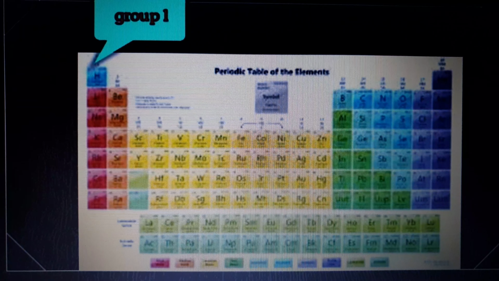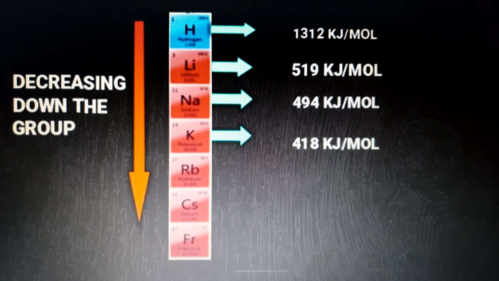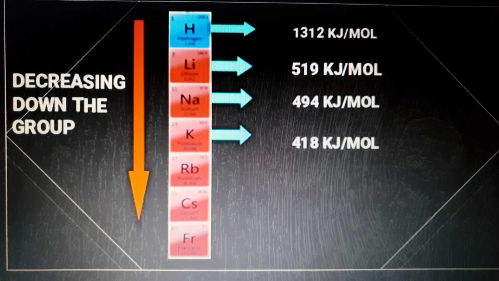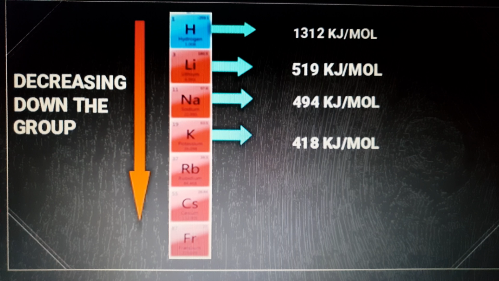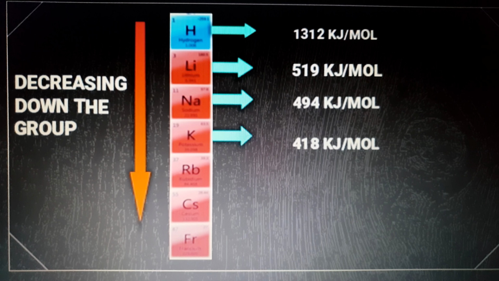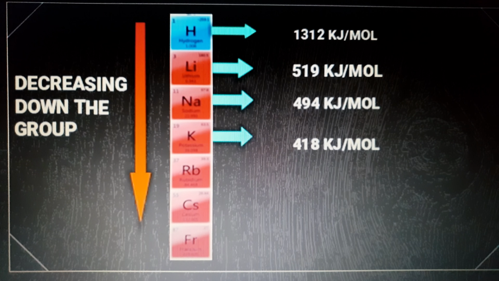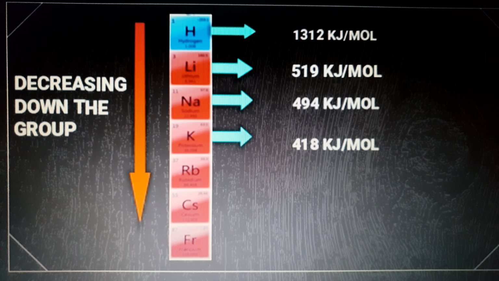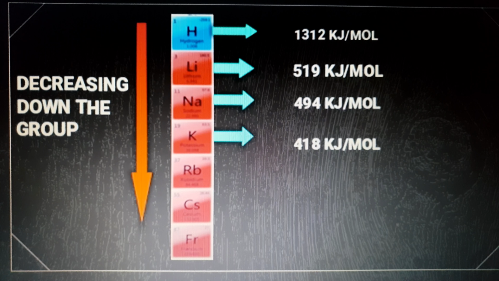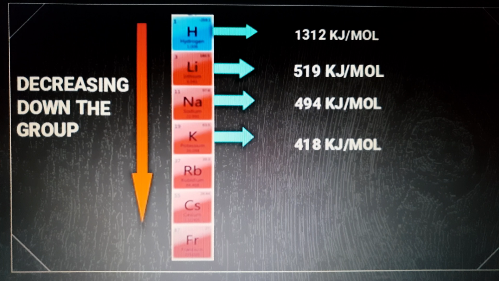Hydrogen in the gaseous state needs about 1312 kilojoules per mole of energy to remove 1 mole of electrons, whereas lithium requires 519 kilojoules per mole of energy, followed by sodium requiring 494 kilojoules per mole, and potassium needs 418 kilojoules per mole of energy. As you can see, there is a clear trend, which is that the first ionization energy is decreasing down the group.